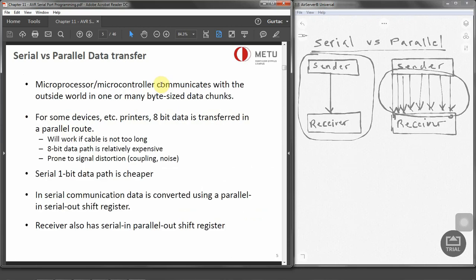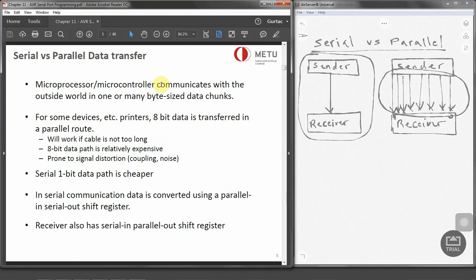So microprocessors or microcontrollers communicate with the outside world in one or many byte-sized data chunks. And as we already said, the printers are using 8-bit data in parallel, and if the cable is too long, it might be a problem, and so on.